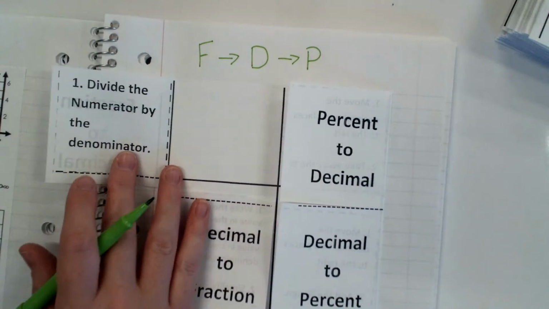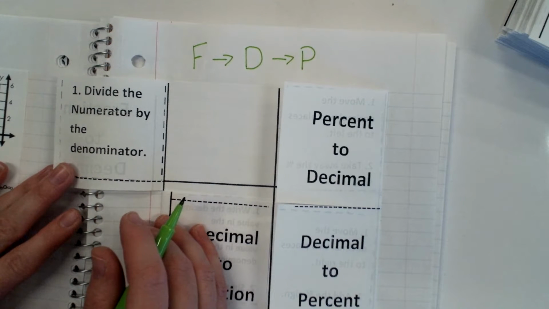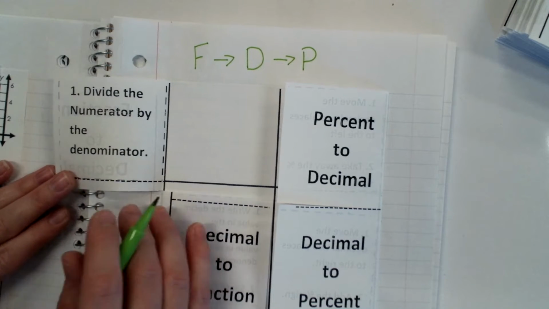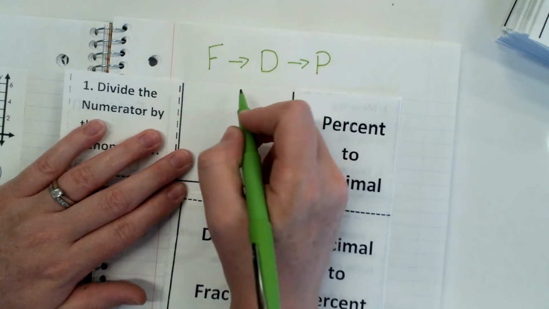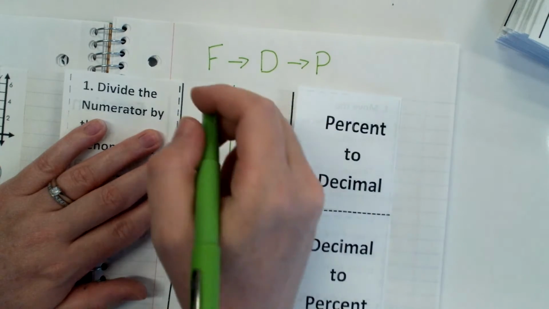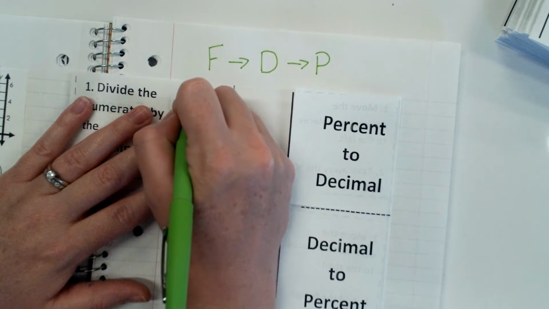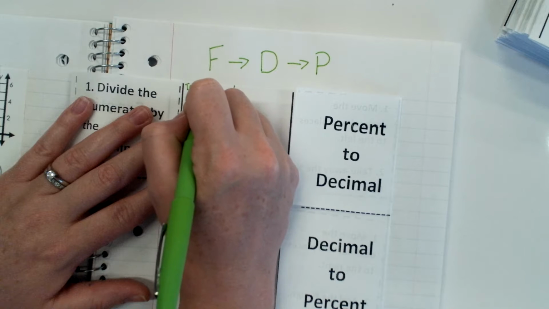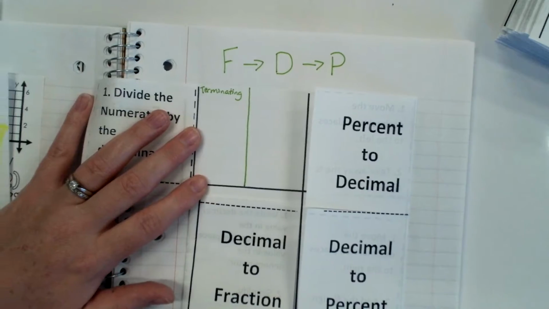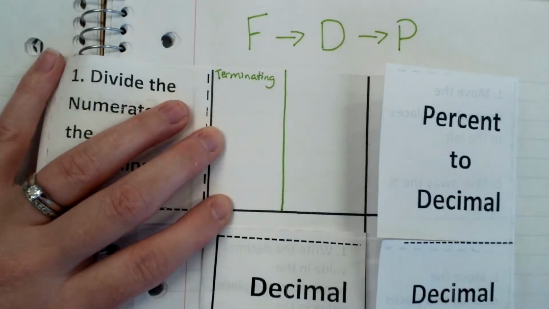So you're going to open up that flap and it says divide the numerator by the denominator. Now we talked about this the other day and that's actually pretty easy to do. So let's say we have, I'm going to divide this in half because I'm going to do two different examples. So let's say I have a terminating decimal, which means it's going to end. It doesn't repeat forever. Terminating decimal. Zoom in a little bit.